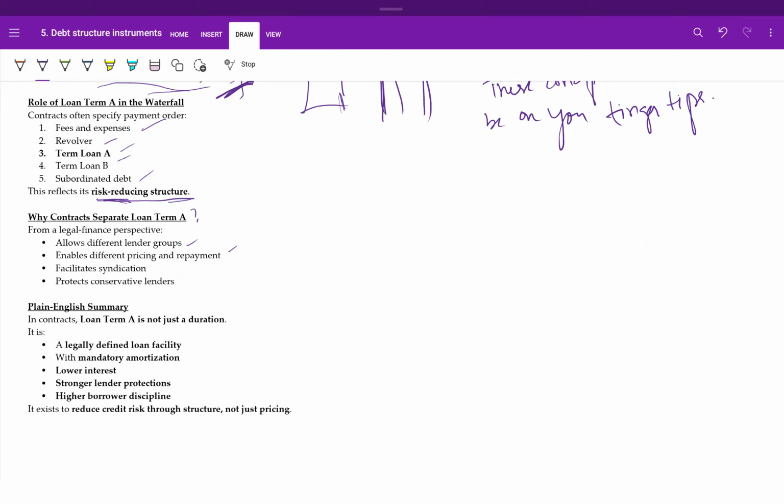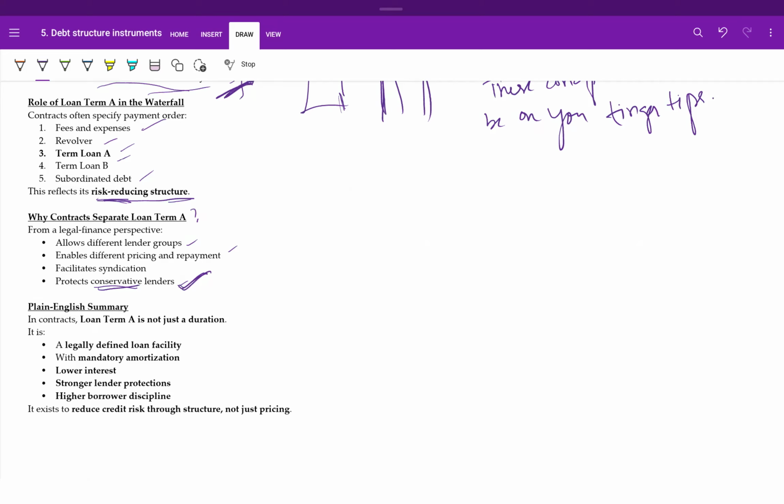Term loan A is designed to exit early and to protect conservative capital, conservative lenders. They do not want way too much return, but they are conservative in their approach. They want a certain minimum interest above the risk-free rate, and that's it for them. But they do not want any risk with their capital. That's why these contracts are designed in such a way.